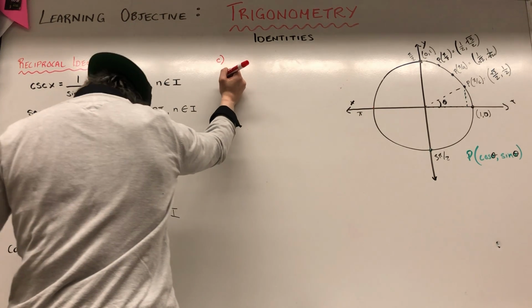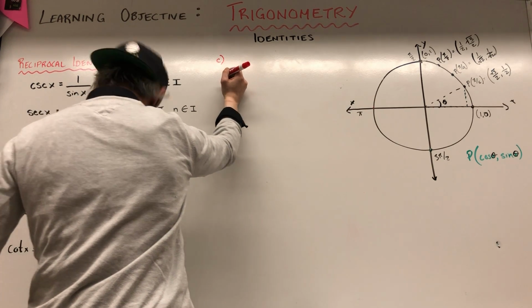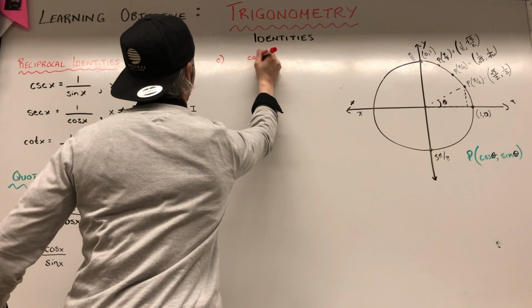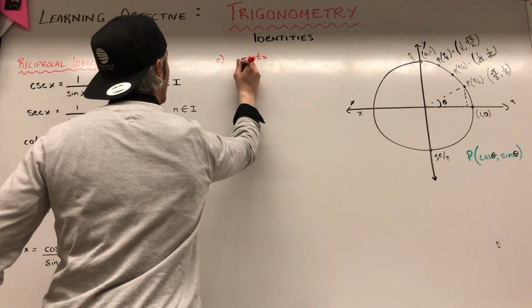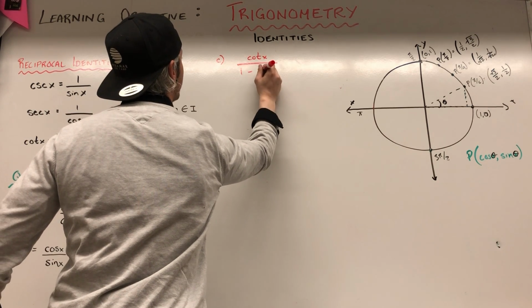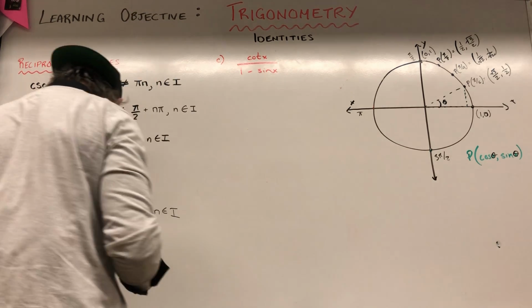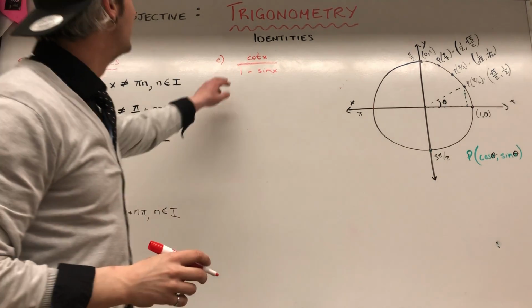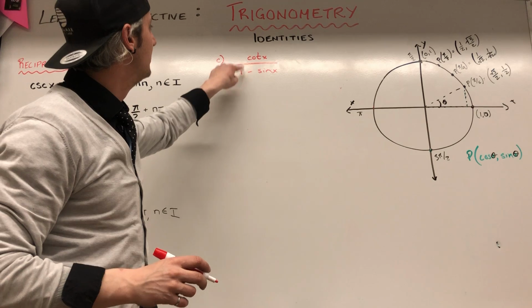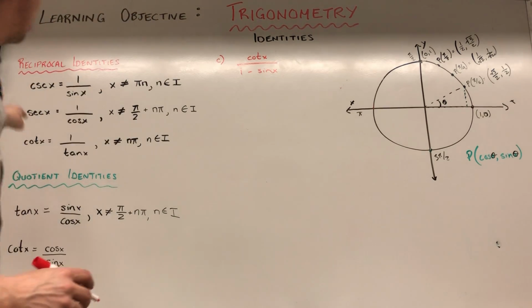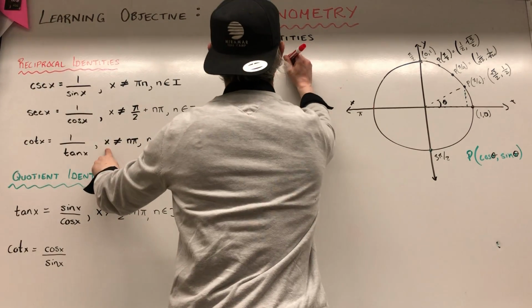Part C is cotan of x over 1 minus sine x, okay? So the first thing we do is look at the non-permissibles of each individual. The only one I have to look at is cotan, and these are my non-permissibles, okay?